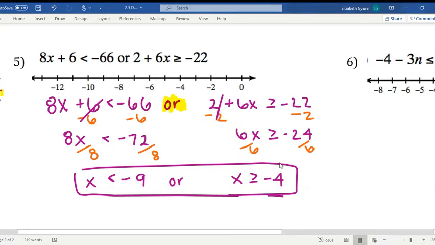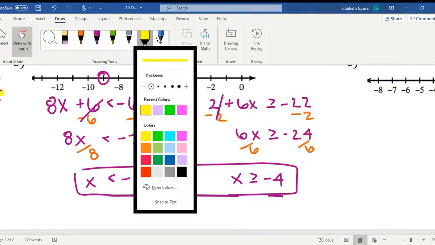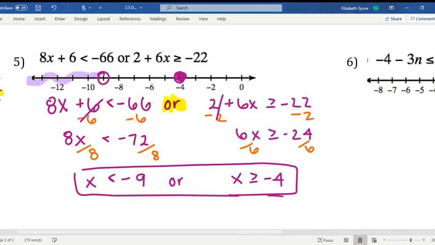Okay. Perfect. Now, let's put our dots at negative 9. Open or closed circle? Open. Good. What about at negative 4? Closed. Okay. All right. Now, if it's an or, do we shade in the middle or on the outsides? Outsides. Yes, outside with the arrows, as Jaden would say.